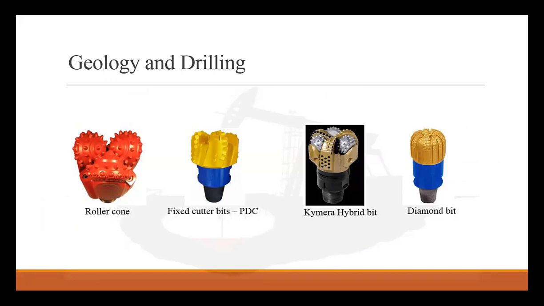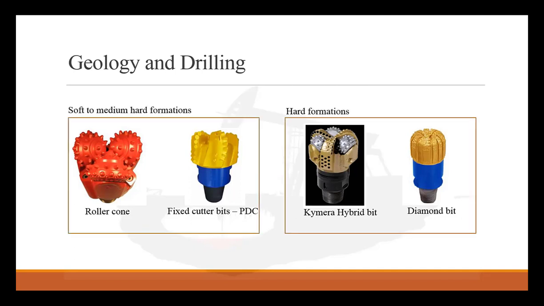We have the roller cone and the fixed cutter bits, PDC, which are mostly used to drill soft to medium hard formations we discussed in the previous slide. And also we have the Chimera hybrid bit, which is actually a mix of the roller cone and the fixed cutter bits. It's actually a Baker Hughes tool. And also we have the diamond bit, which is more expensive, but is mainly used for hard formation.